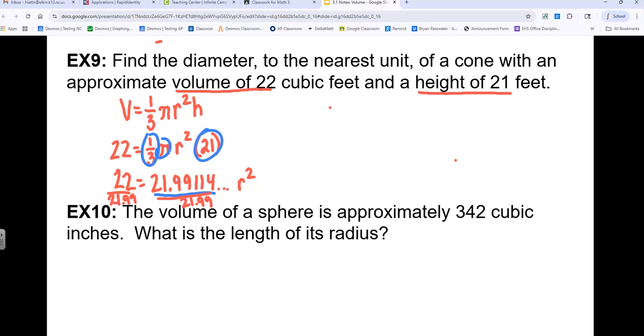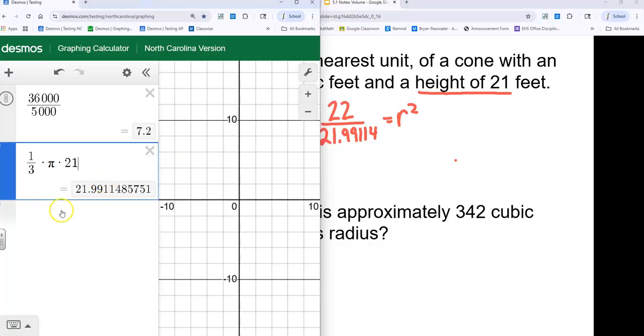And we're going to keep that number in the calculator. So we got 22 divided by the 21.99114 is equal to our r squared. We'll use that calculator to find that. So whenever you do this, copy and paste this.